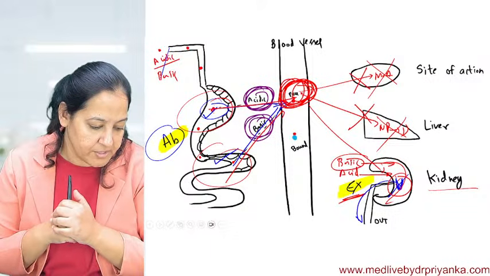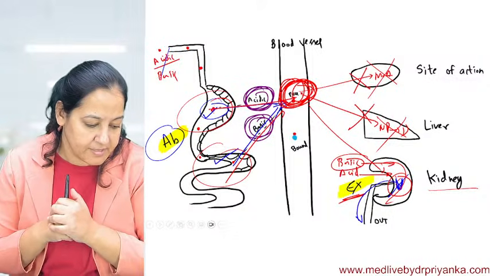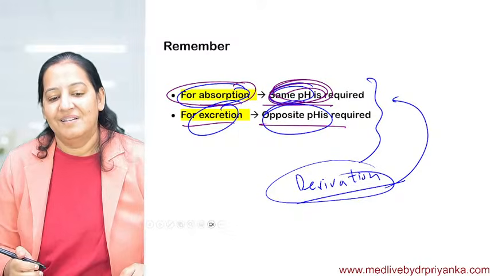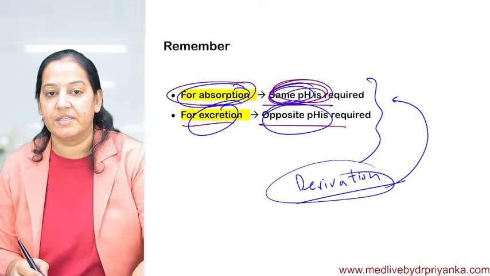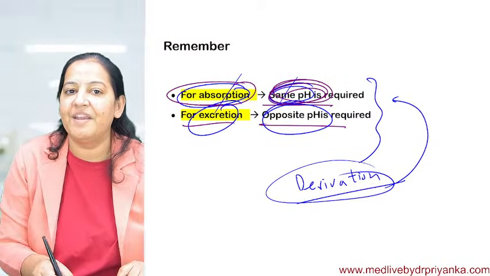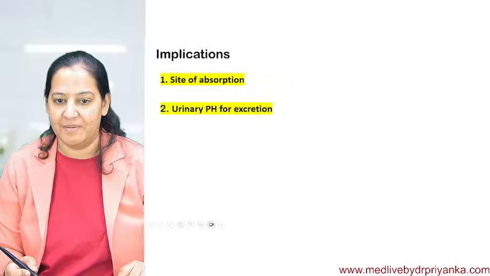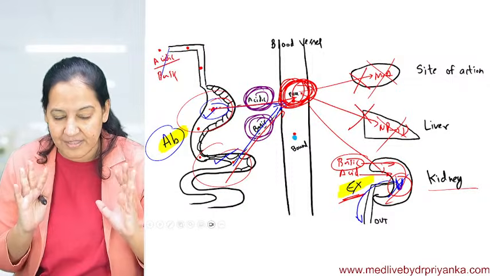How many of you got it? Say, people, say. How many of you got it? So for absorption, same medium is required. For excretion, opposite medium is required. This is the summary.